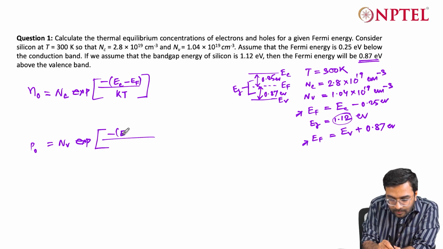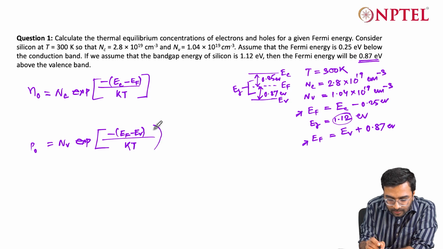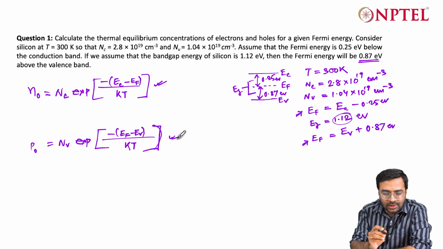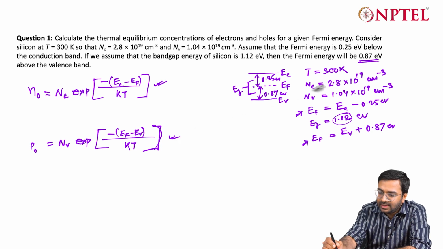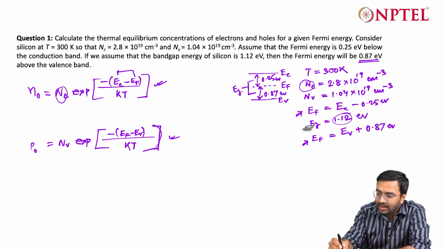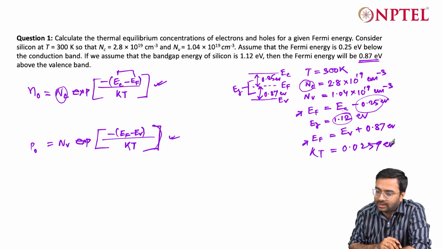NV exponential minus (EF minus EV) divided by KT. So, these are the two equations that we use. Now, the value of NC is given here. The value of EC minus EF you will get from here. So, EC minus EF will be 0.25. The value of KT is 0.0259 electron volt at T equal to 300 Kelvin.